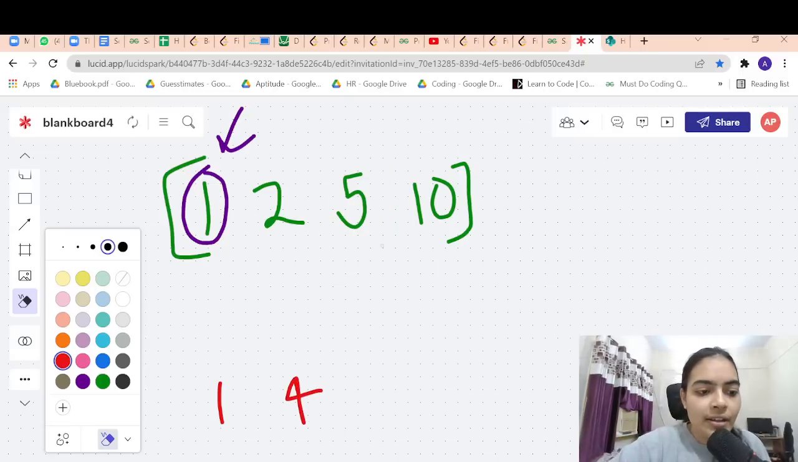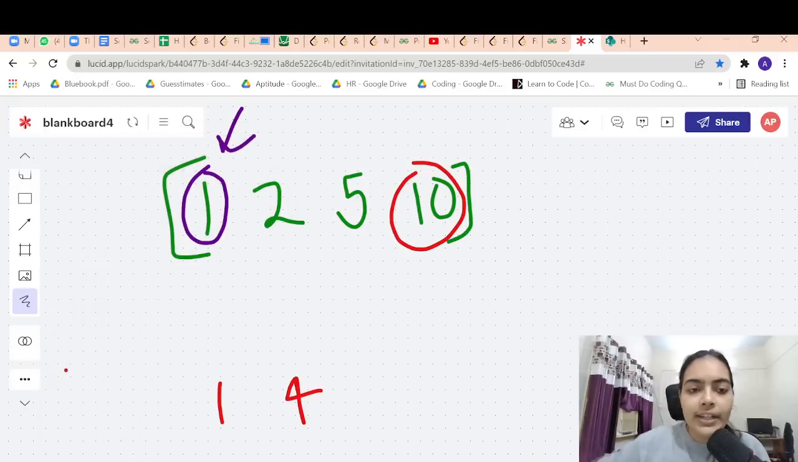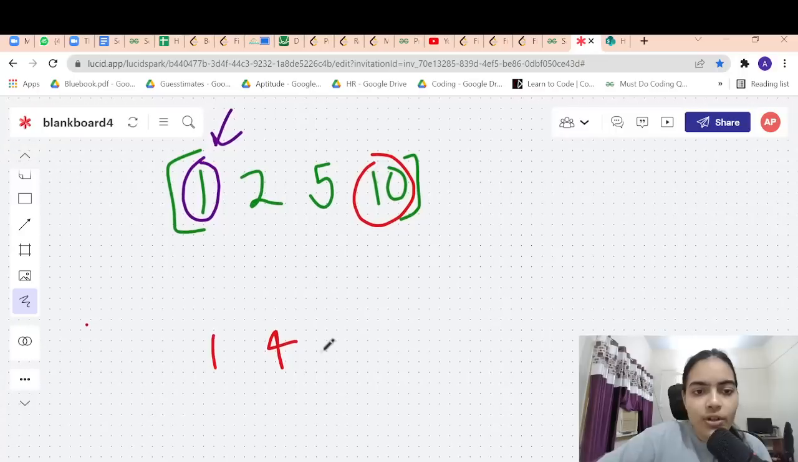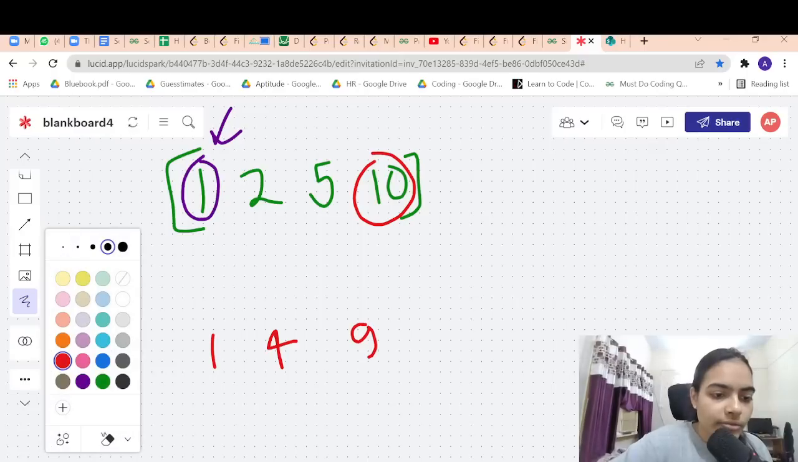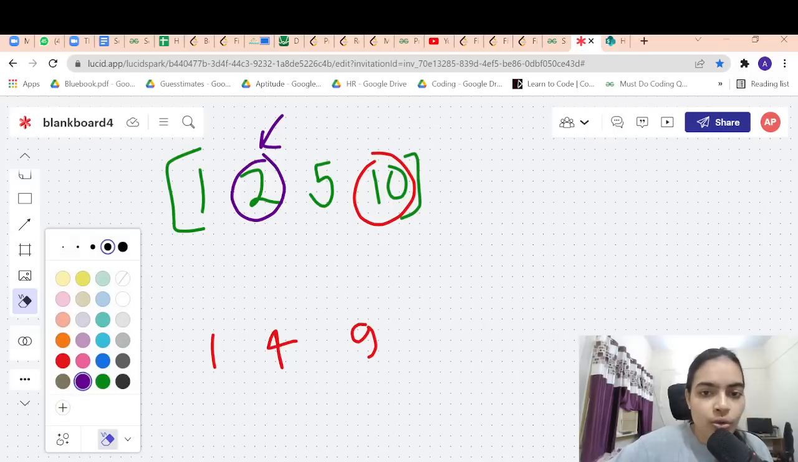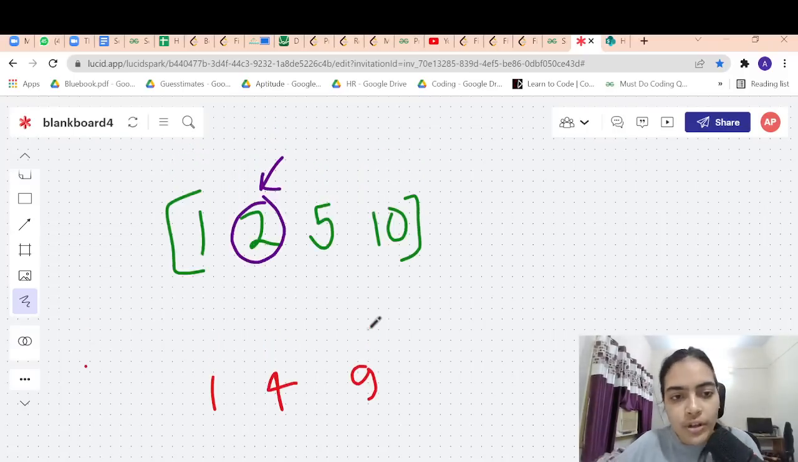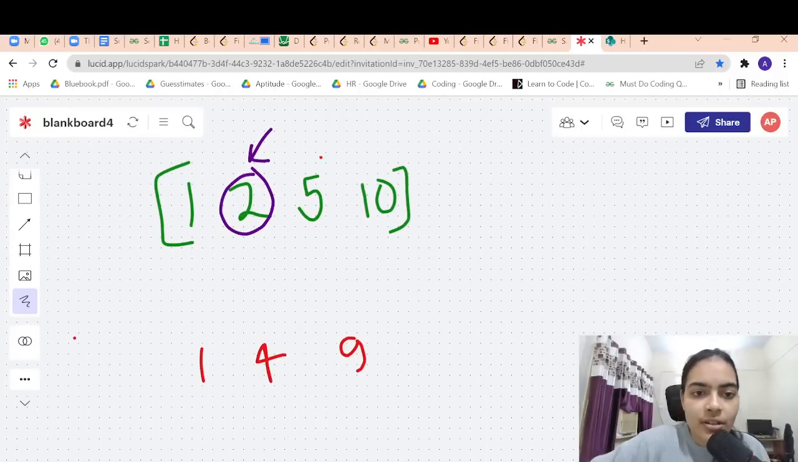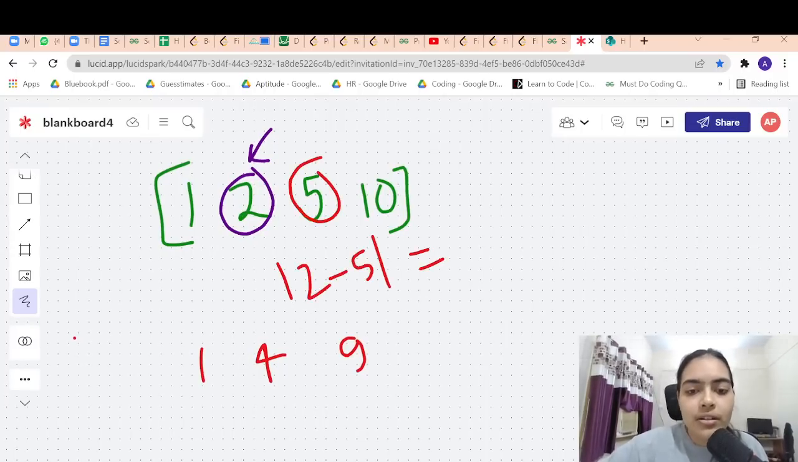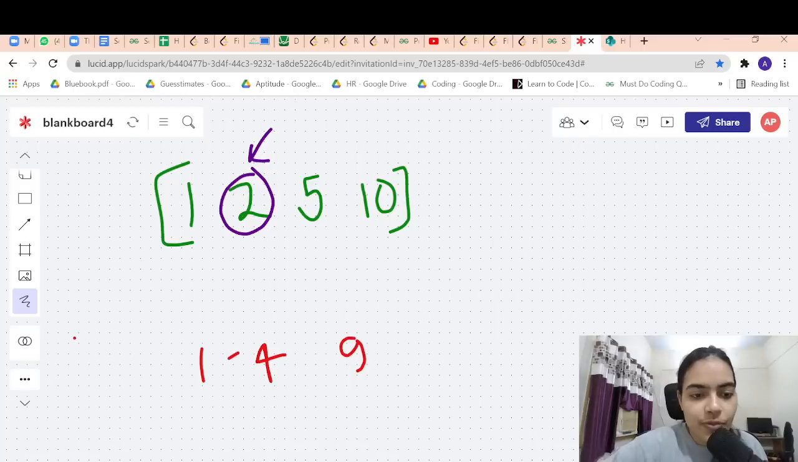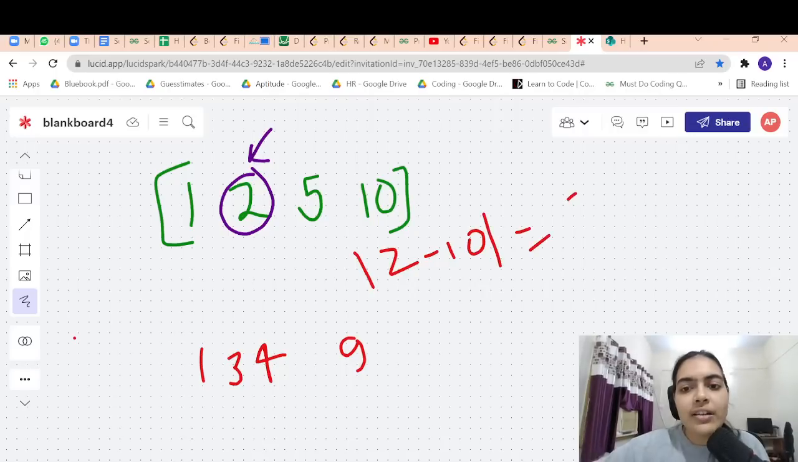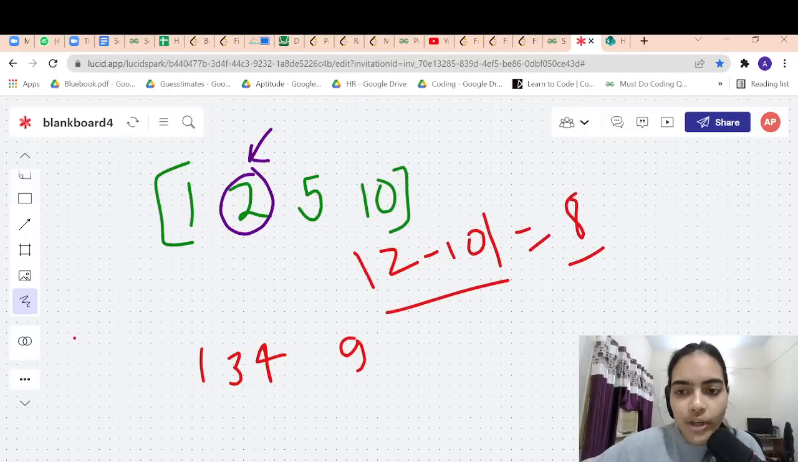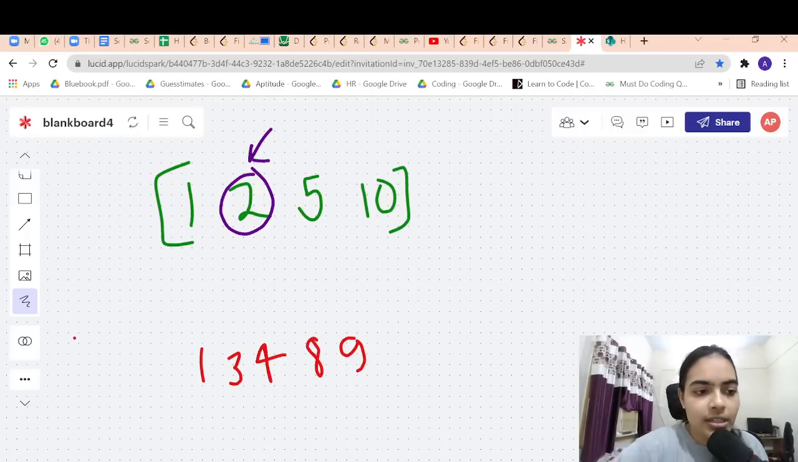Let's take the next pair. Next pair will be between 1 and 10. What is the absolute difference? So absolute difference will be 1 minus 10, that will be 9. Now you take the next element, okay? Let's take the next element, which is 2. Now with 2, let's try to fix 2 and let's try to find all other pairs. So between 2 and 5, what is the absolute difference? 2 minus 5 is 3, so we have 3. Next, between 2 and 10, what is the absolute difference? 2 minus 10 is equal to minus 8, and if you take mod, you will get 8. So I write 8. Okay.